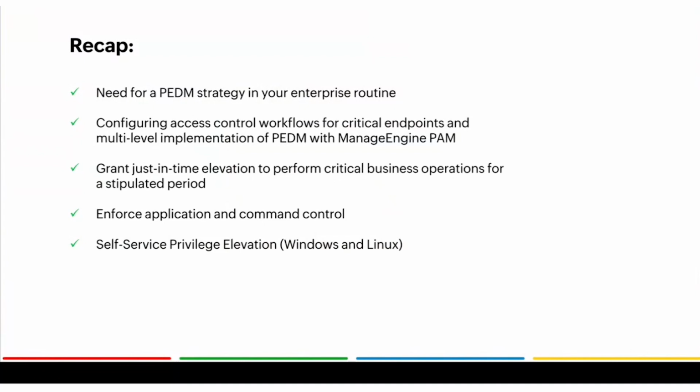For Linux, we have seen we can give them a prefix, pam-elevate, and execute a command so that it gets executed as a root account or an authorized account from ManageEngine PAM360. So we should also grant just-in-time elevation to perform critical business operations for a stipulated period of time. And please make sure to implement access control workflow for all the available critical endpoints, and also implement a multi-level implementation of privilege elevation and delegation management using ManageEngine PAM360.